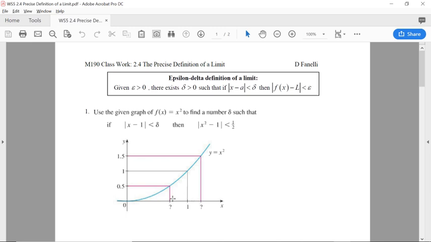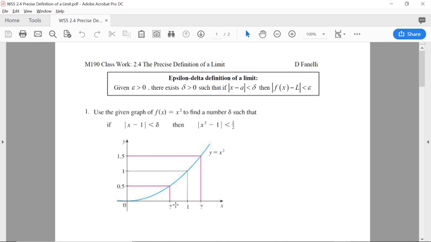Now, each of those values, these two question marks here in this example, have their own distance from a. Delta is going to represent the best distance we can choose. We can see from the graph here that this left bound is farther from a, farther from 1, than the right bound is. So we have a delta for the left that is acceptable. This is how far to the left we're allowed to be.